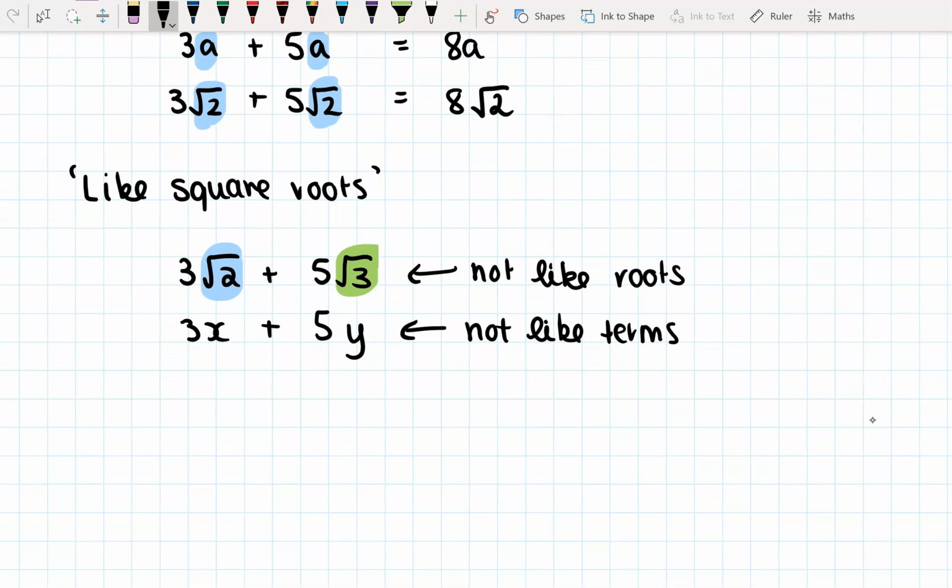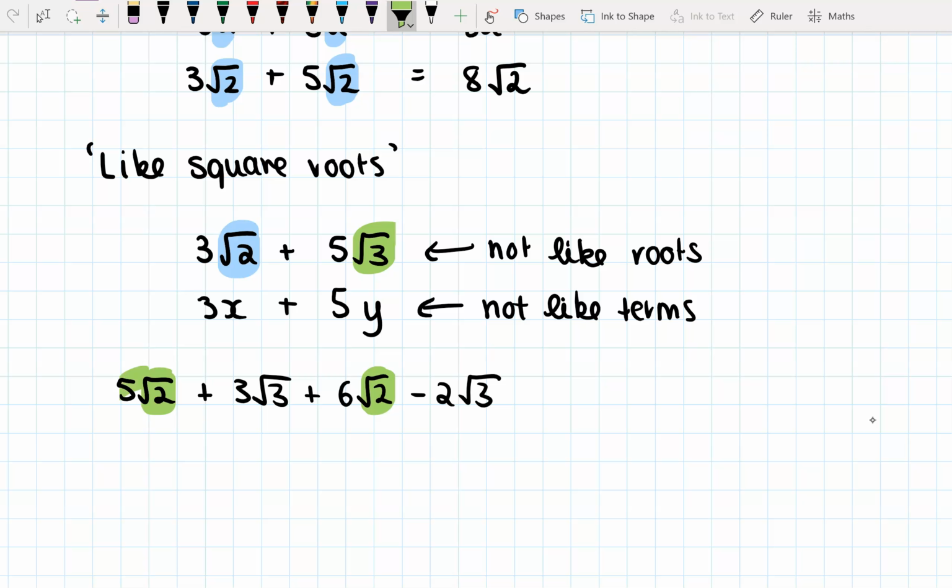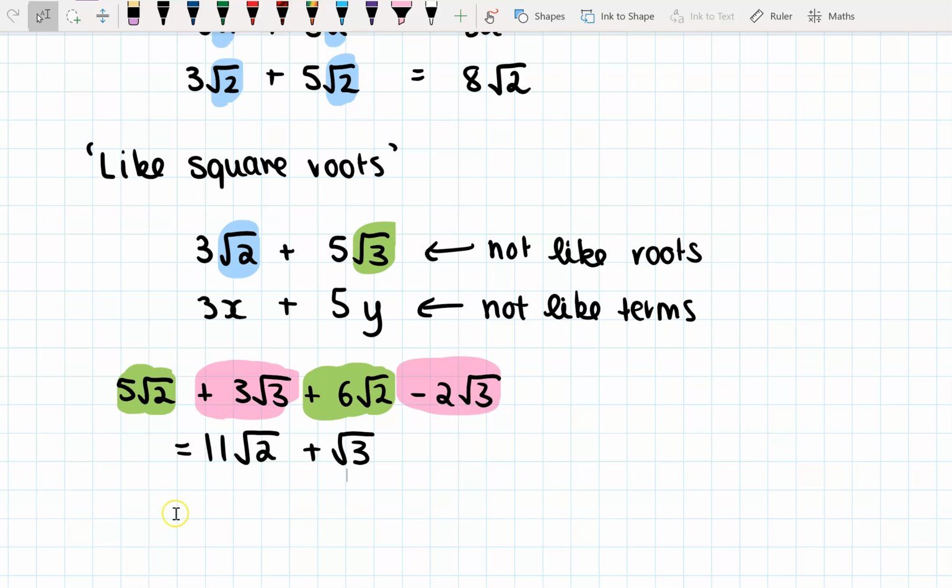So if we had, for example, something like 5 root 2 plus 3 root 3 plus 6 root 2 minus 2 root 3. Firstly you need to look for your like terms. So we have root 2 and root 2. So 5 root 2 plus 6 root 2 gives us 11 root 2. And then we have, using a different color, 3 root 3 minus 2 root 3. So 3 minus 2 is 1. We don't write the 1. It's exactly the same as algebra. If your coefficient is 1, we don't bother writing it. So it's just going to be plus root 3. So as I said, treat these pretty much the same as what you would do for algebra, and it keeps everything pretty straightforward.